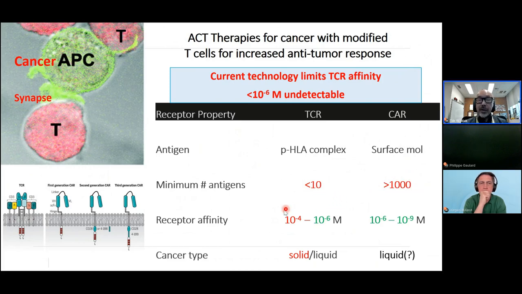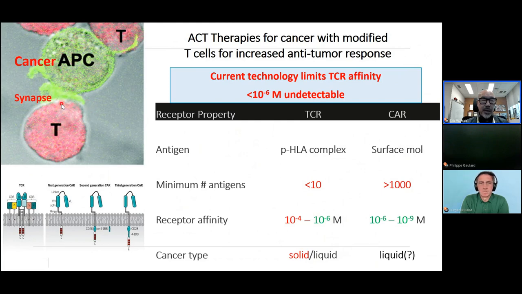The disadvantage, or advantage, that we do not know, is that they actually have much lower affinity to the peptide HLA by the T cell receptor, whereas CAR T, they are higher. Potentially, we can target not only solid, but also liquid tumors. And you can see here, a very important point is this particular synapse.